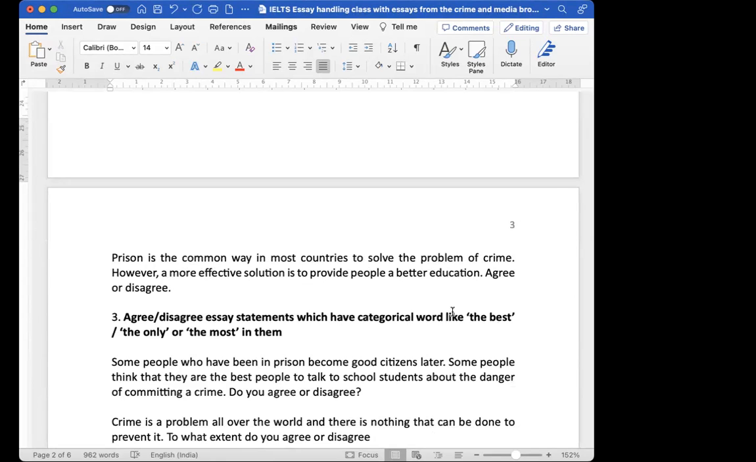Okay. Now they are saying prison... का डर होता है ना, जेल का, जेल चला जाएगा, ये मत करना. Okay. So prison is a common way to solve the problem of crime. ये तो fact है ना. अब कुछ लोग क्या कहते हैं, some people believe a more effective solution, उससे better solution है कि लोगों को better education दो. आप agree करो कि disagree करो.